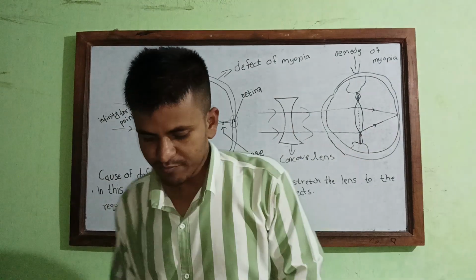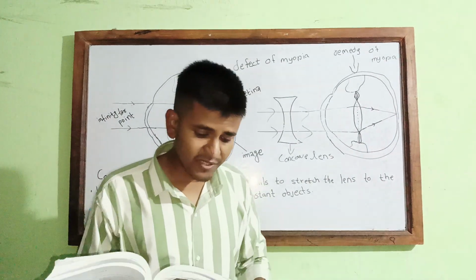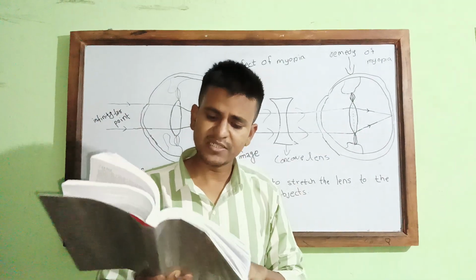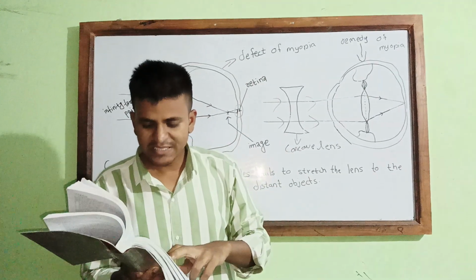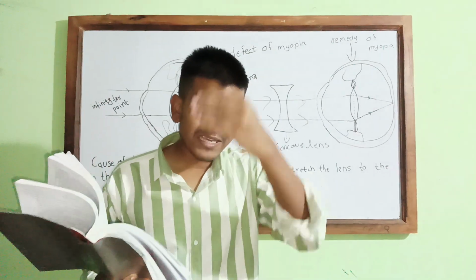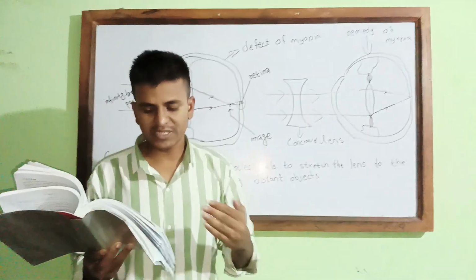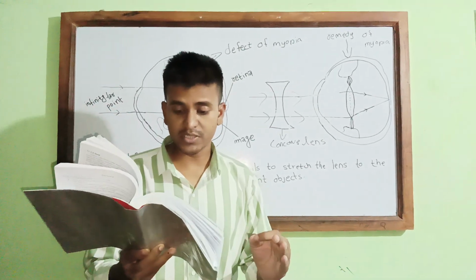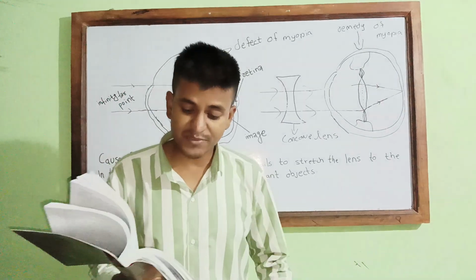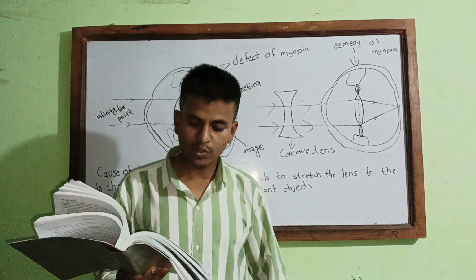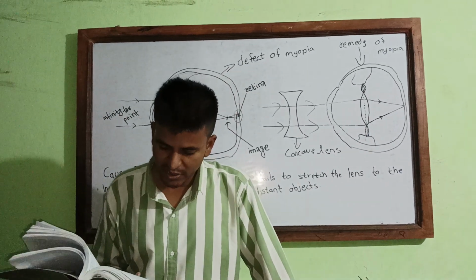So actually, what is myopia? According to the definition, it is a type of vision defect in which a person can see nearby objects, but cannot see distant objects clearly. For such a person, the near point is 25 centimeters from the eye, but the far point is only a few meters away.